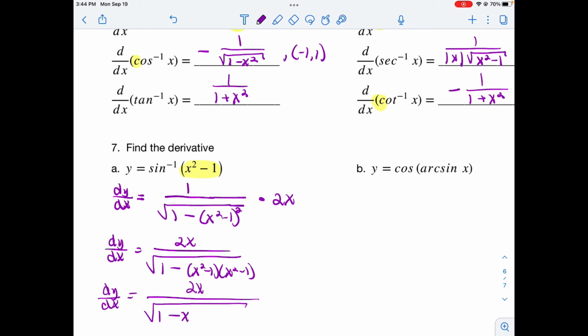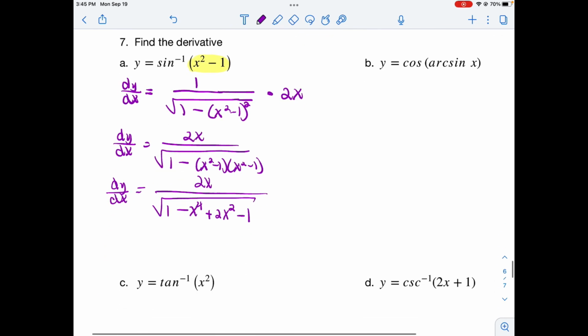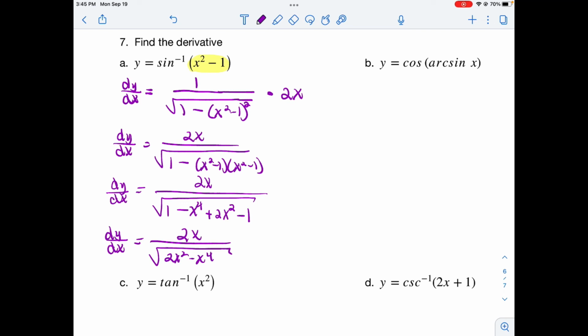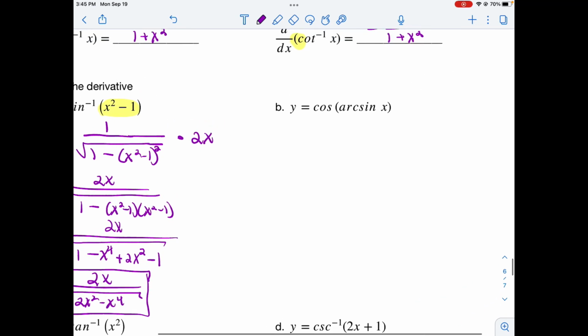You get 1 minus, I'm going to distribute the negative as well, so 1 minus x to the 4th minus positive x squared, 2x squared, and negative 1. And then 1 minus 1 cancels out. So I'm left with the derivative with respect to x being 2x divided by the square root of 2x squared minus x to the 4th. We usually just write in that order because we want the positive term written first. There's no reason you couldn't have kept it in the other order.